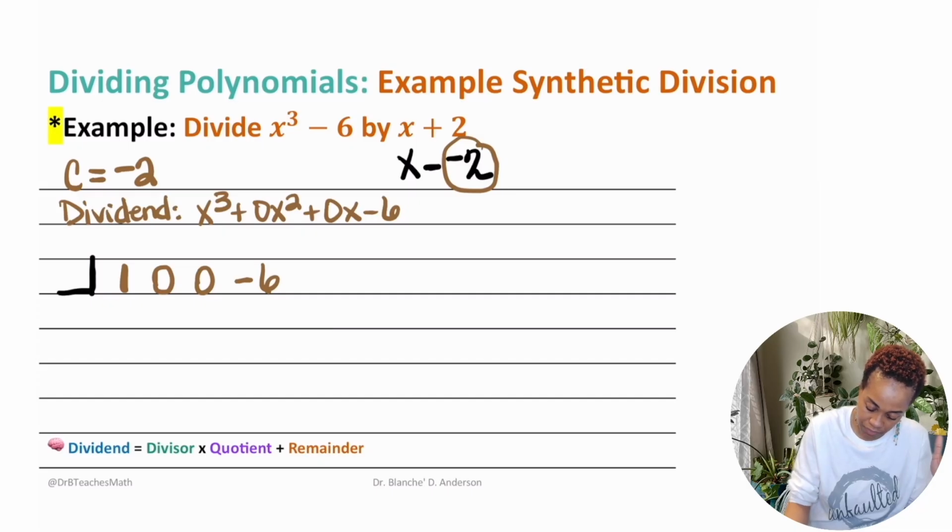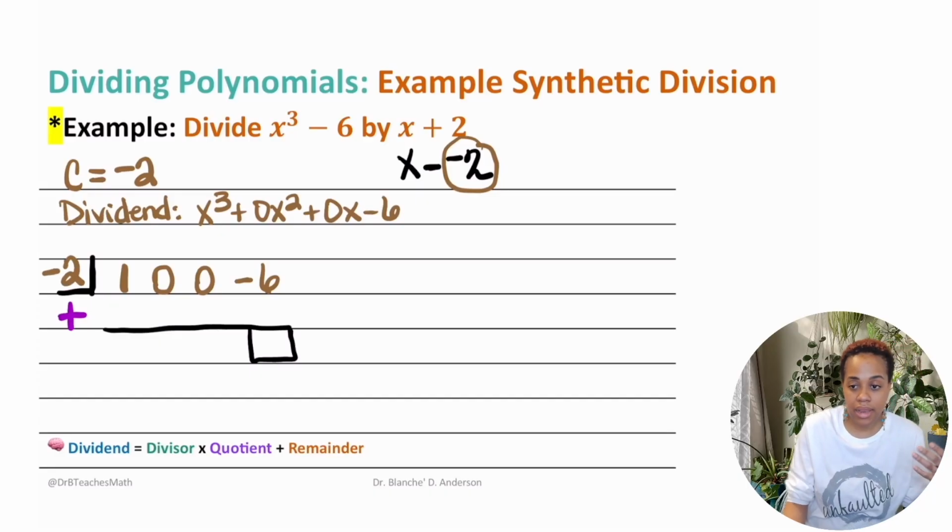So far, so good. And then everybody gets added, right? Of course, right here, this is going to be our remainder. That's going to be the last step. Our c is negative 2, so I'm going to put that there. And now we're going to do the math. The first number always comes down, right? So we have 1. 1 times negative 2 is going to give me negative 2. 0 plus negative 2 is going to be negative 2.